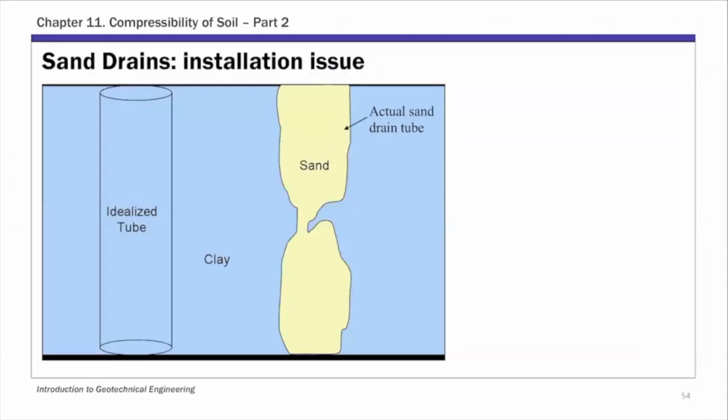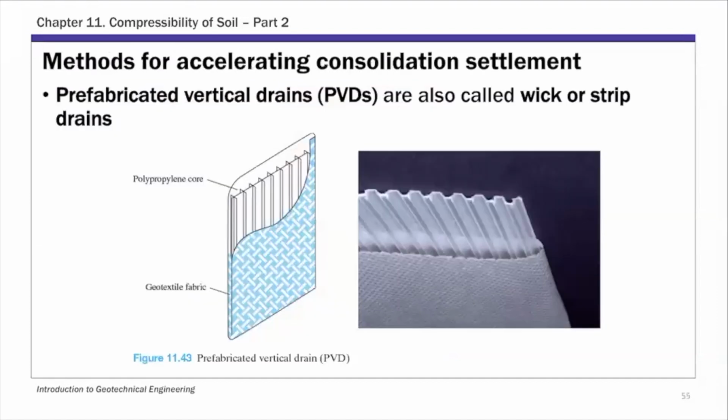One potential issue with the sand drains method is installation. Ideally, you're drilling these cylindrical shaped holes in the ground and backfilling them with sand. But in actual installation, you may encounter different soil profiles, and the actual sand drain tubes may look something like this. So that leads to the second type of method. This is called prefabricated vertical drains, or PVDs. This method, PVD, is also called wick or strip drains.